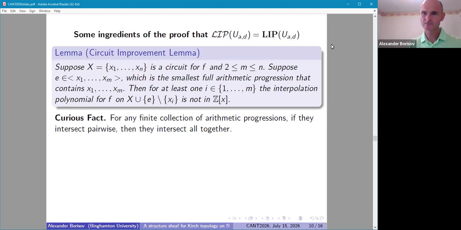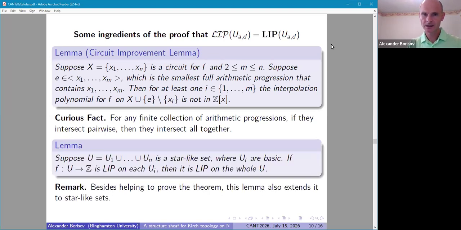The same curious fact also comes into play. And another lemma. If you have a star-like set, and your function is lib on each of the u sub i's, then in fact it's lib on the entire union. This helps to prove the theorem and also provides the generalization that I mentioned.